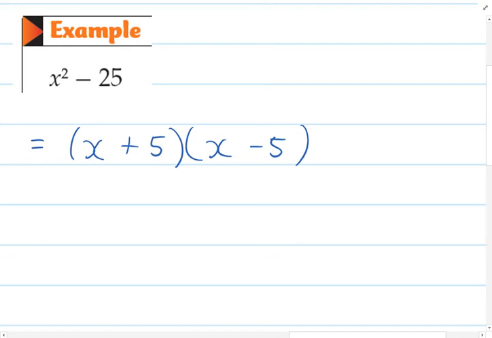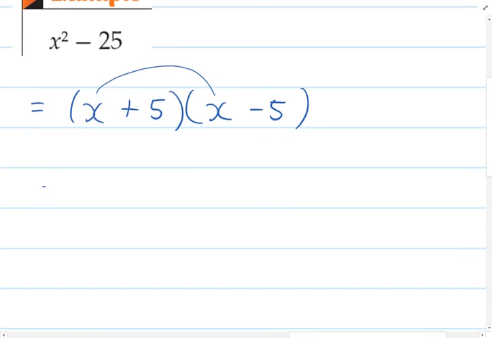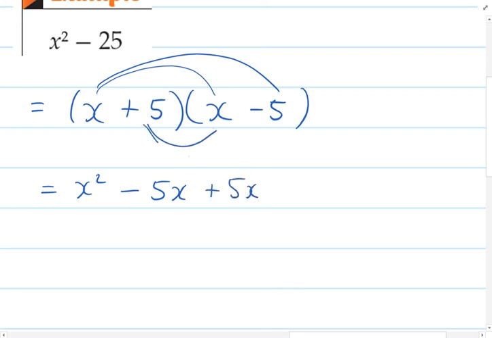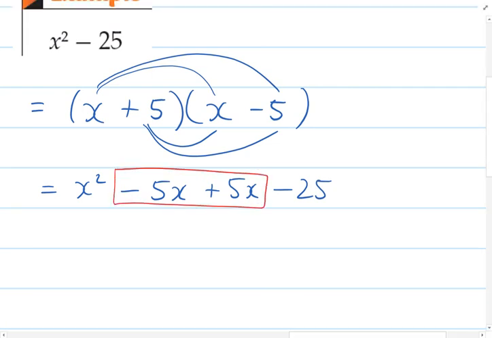And you might be thinking, well, what about the x term? What's happened to that? Well, let's see what happens when we expand this. So x times x gives us x squared. x times negative 5 gives you negative 5x. 5 times x gives you plus 5x. And 5 times negative 5 gives you negative 25. So if we now go to collect our like terms, you'll notice that they're exactly equal to one another. So they're going to add to 0 and disappear. And all we're left with is x squared minus 25.